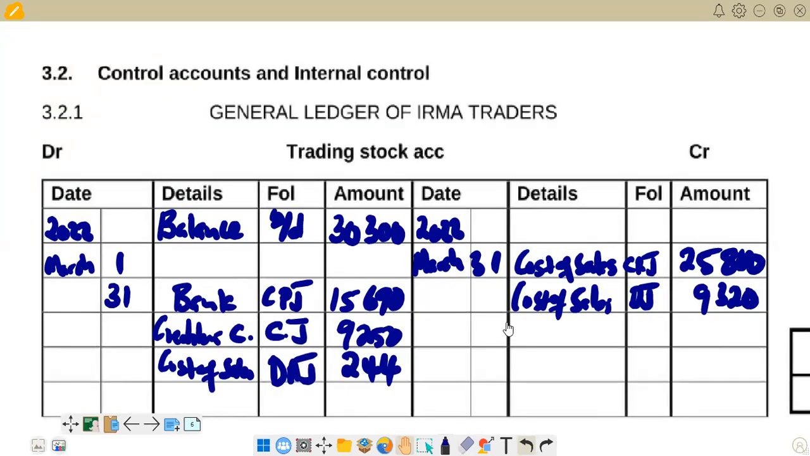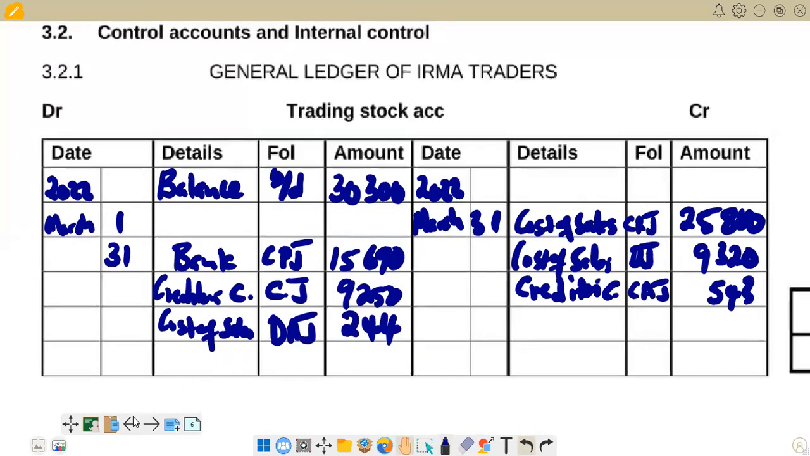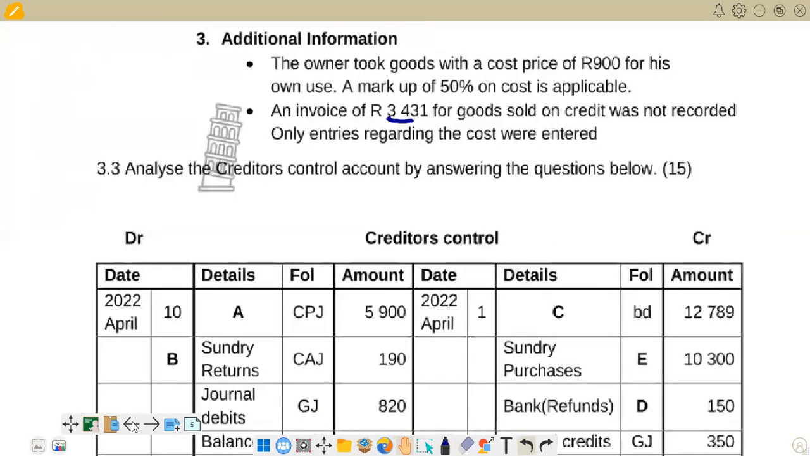This is what we have. So we are going to the credit side there, and this is going to the creditors control. Creditors control, and the information is the creditors allowance journal, and the amount that we have there is 543. So this is what we have in terms of this one. Then we can go again to check what we have next.